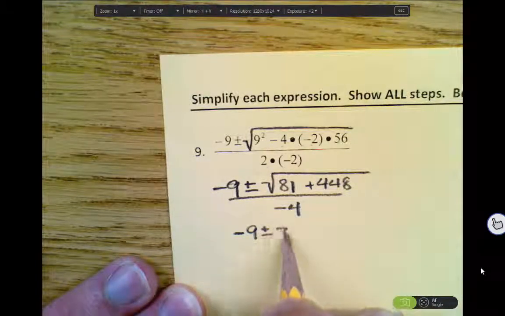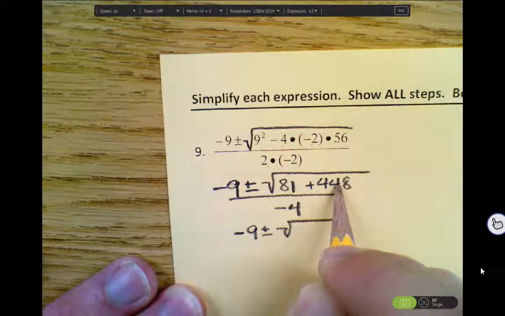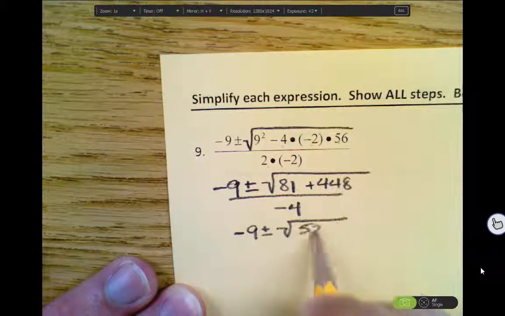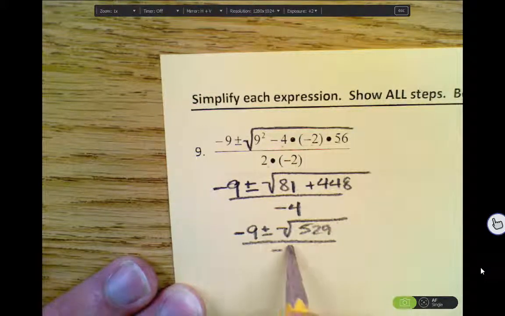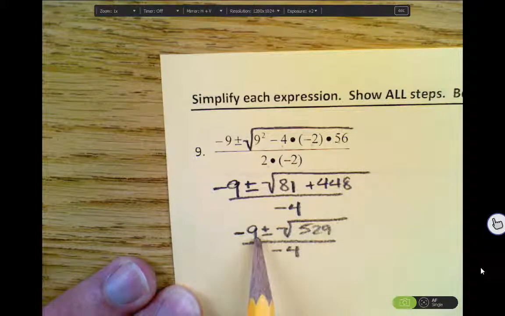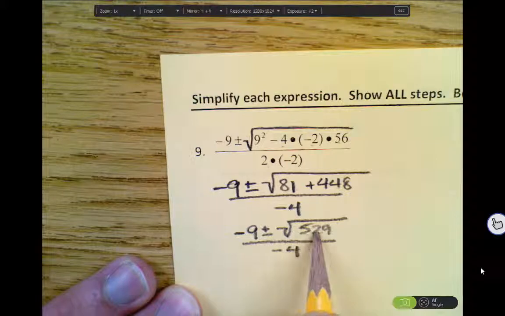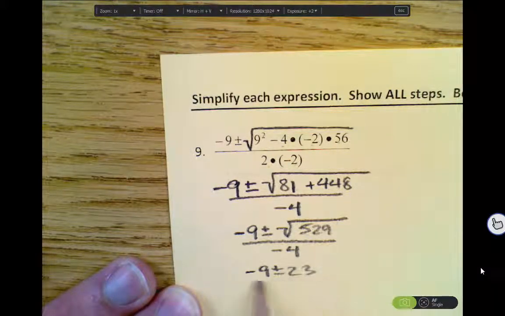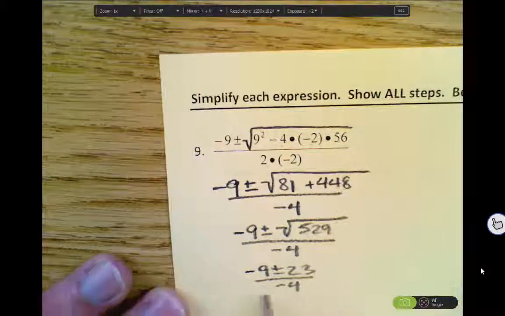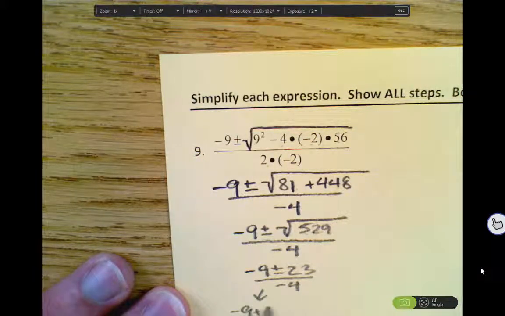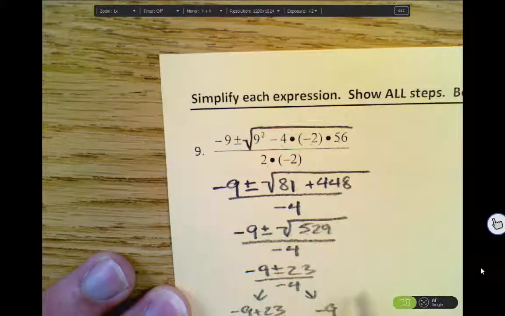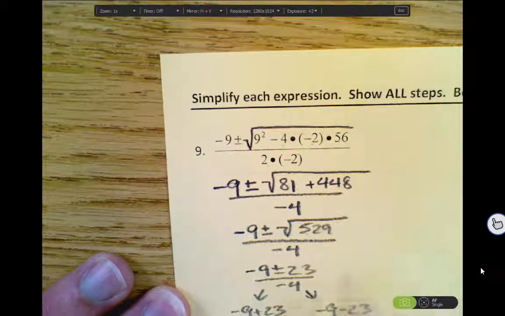-9 plus or minus the square root. 81 plus 448 is 529. All of that's divided by -4. -9 plus or minus the square root of 529. The square root of 529 is 23. So -9 plus or minus 23 divided by -4. I have my two problems. I have -9 plus 23 divided by -4, and I have -9 minus 23 divided by -4.